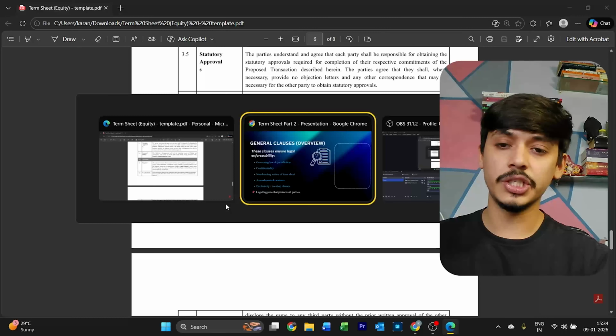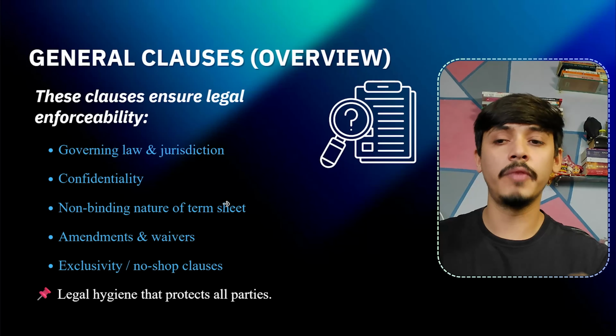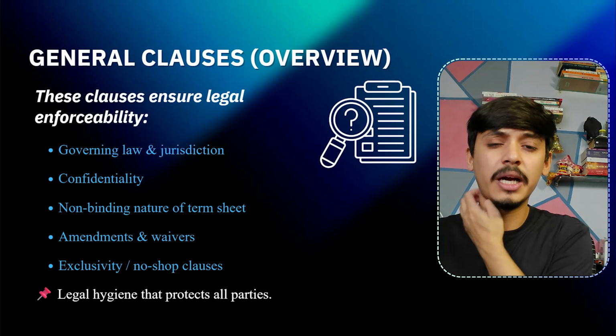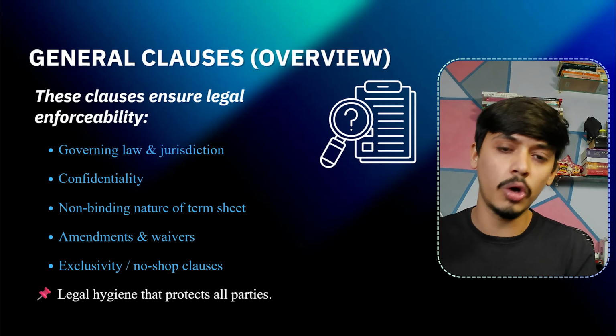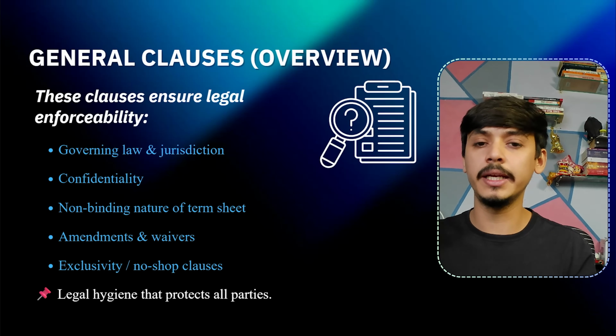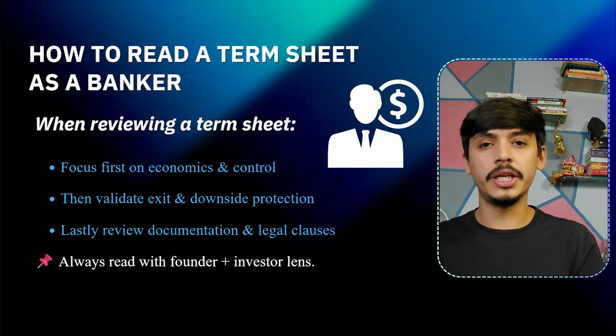That takes care of section number 4, and when this section number 4 is covered, all the parties are then legally in a hygiene place. If things go haywire, then all of the clauses are covered, so people are taken care of. So now, how to read a term sheet as an investment banker.